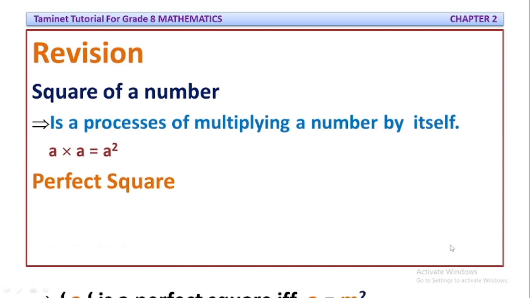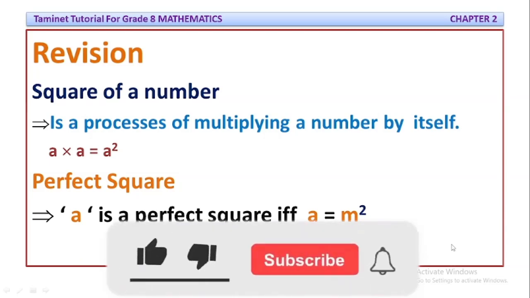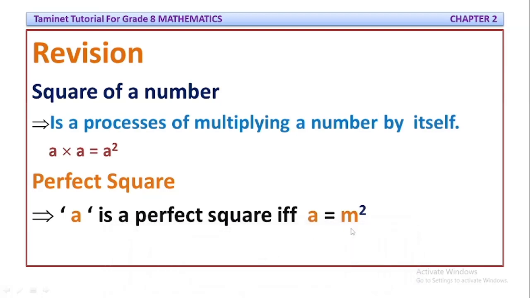Next, what is a perfect square? To be a perfect square, there is an m in the set of rational numbers such that m squared is equivalent to a. If the condition is fulfilled like this, number a is said to be a perfect square. For example, 4 is a perfect square because 4 is equivalent to 2 times 2. 2 squared is 4. So 4 is a perfect square.